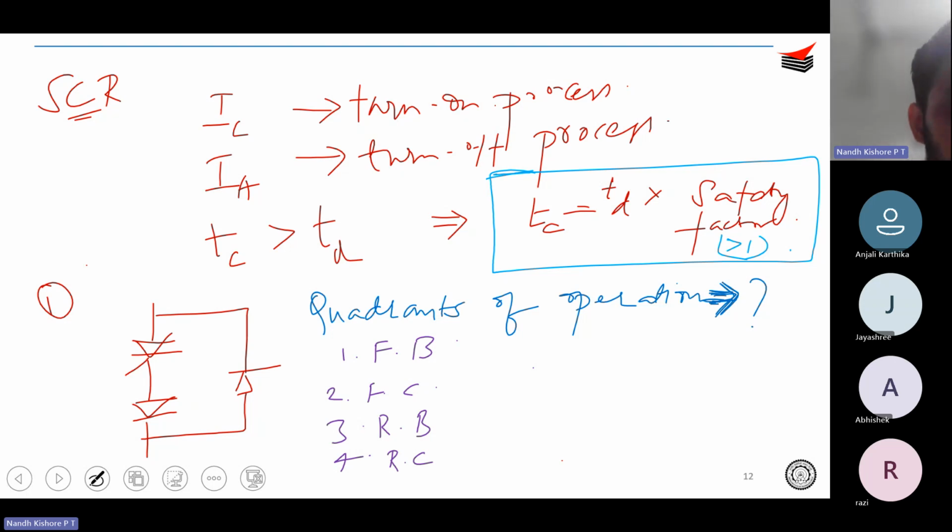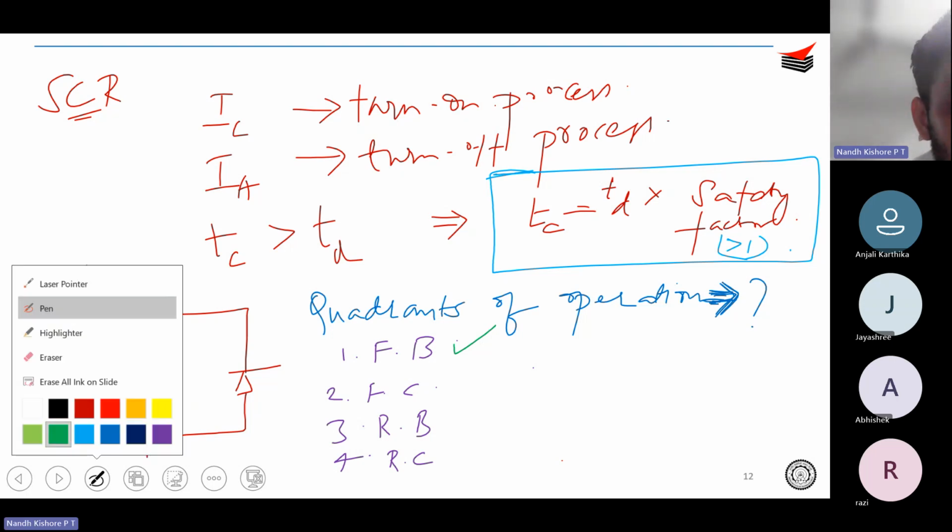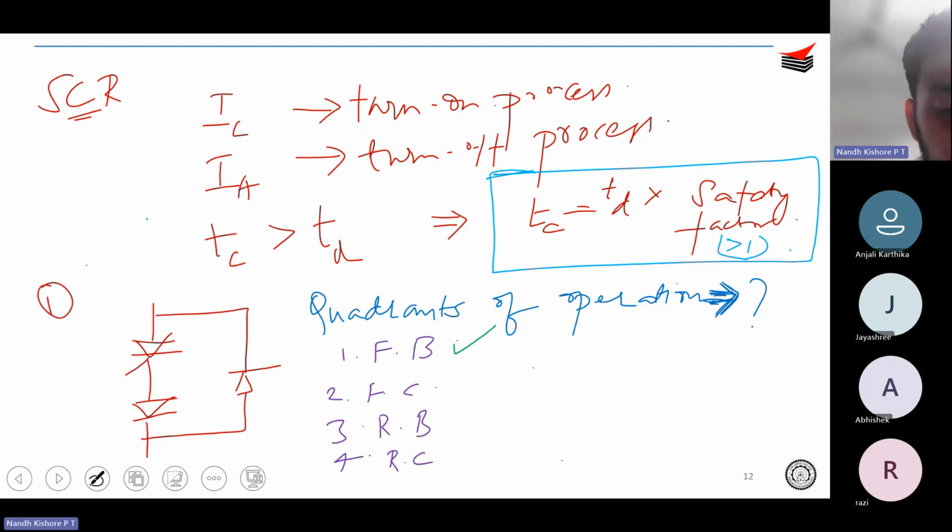So how will these operate? Until you give gate pulse to this SCR over here, the device will not conduct. Therefore, forward blocking is possible. Correct? And then of course, if you give gate pulse to this SCR, then the device will conduct in the forward direction. Therefore, forward conduction is also possible. This is a polarity and this is what we call forward conduction.